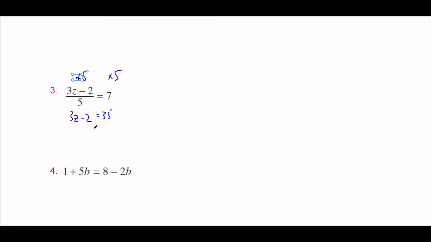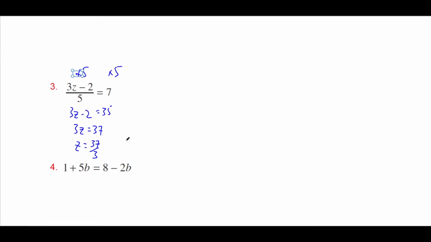Next step, add 2 to both sides. So 3z is equal to 37. Final step, divide both sides by 3. Now 37 doesn't go into 3, so we can just leave the answer as 37 on 3. You don't need to turn this into a mixed fraction.